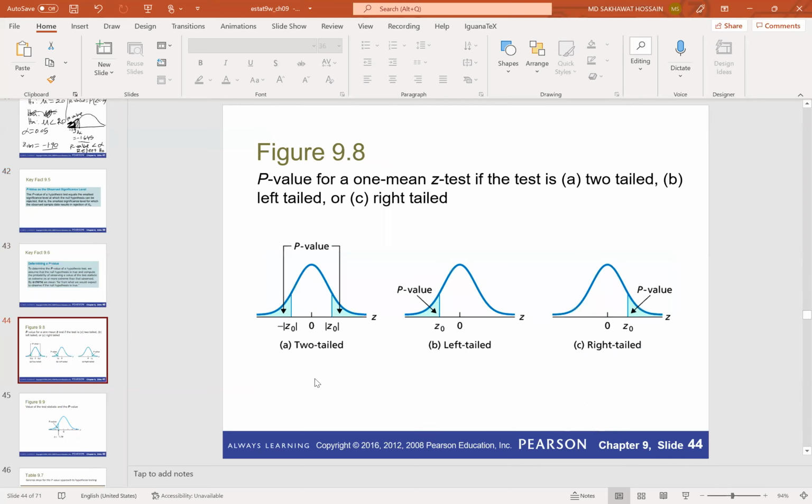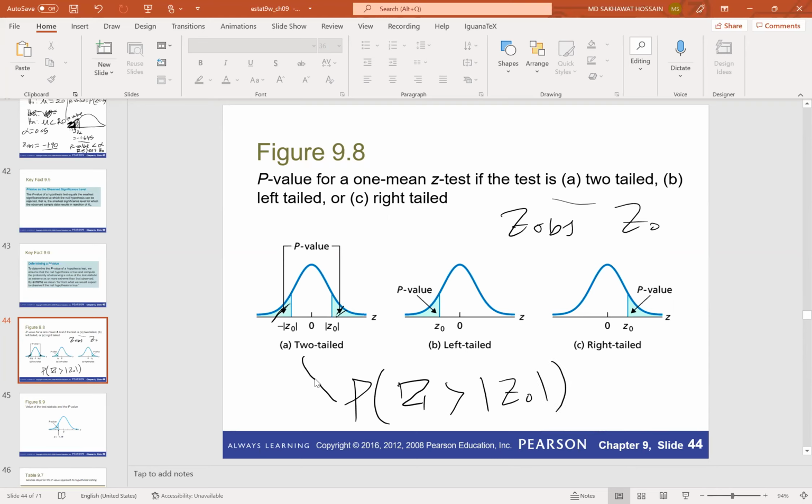Okay, so the p-value of a one-mean z-test if the test is two-tailed. I already discussed this. If the test is a two-tailed test, then the p-value is this region and this one. That means the probability of Z greater than the absolute value of Z0, or Z observed. They say Z0, we say Z observed, or test statistic. So this is for two-tail, 2 times this.